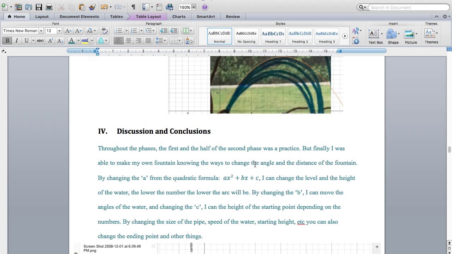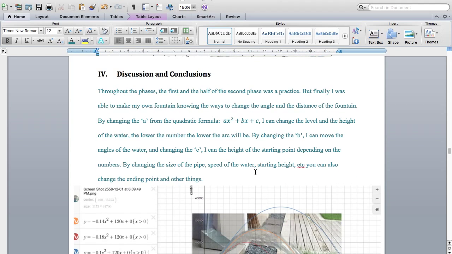Discussions and conclusions. Throughout this project, I have learned the skills about the quadratic formula and practicing it and making my own fountain. And I was able to change the water levels with the skills I have obtained.